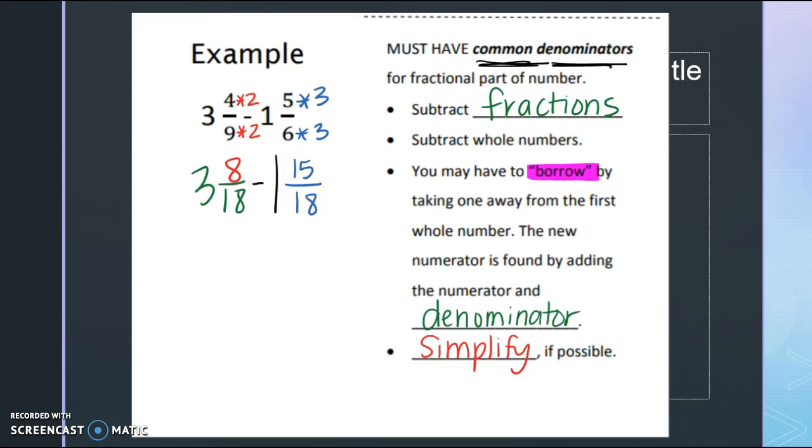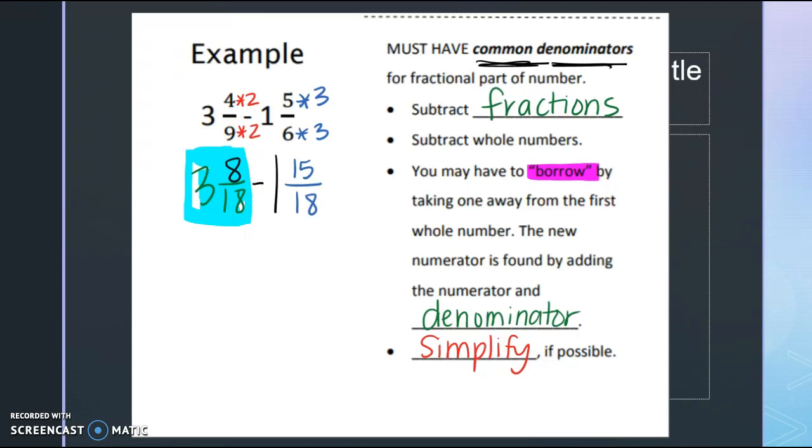Our first step, once we have that common denominator, says to subtract our fractions. Now here, 8 minus 15, we can't do. If we only have 8 of something, we can't take 15 away from it. So what we need to do is focus on this fraction right here, okay?